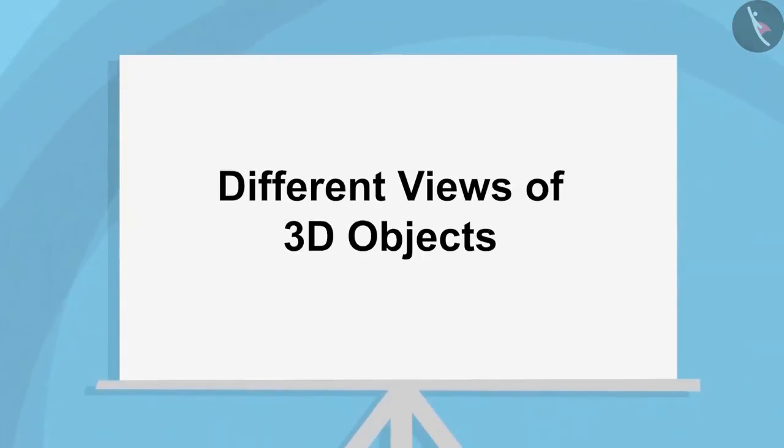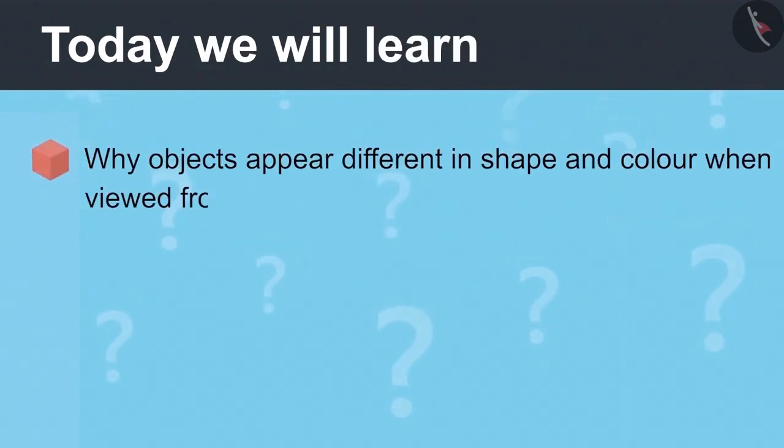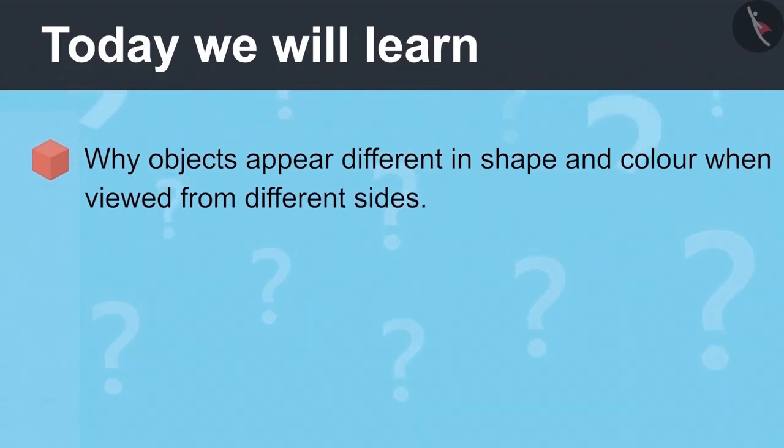Different Views of 3D Objects, Part 1. Today we will learn why objects appear different in shape and color when viewed from different sides.